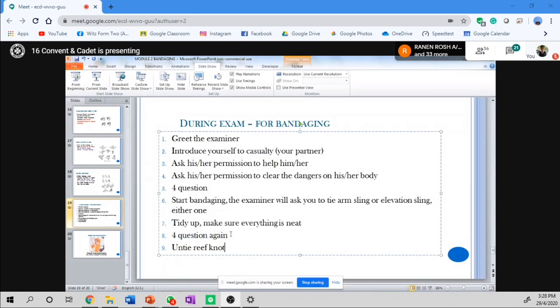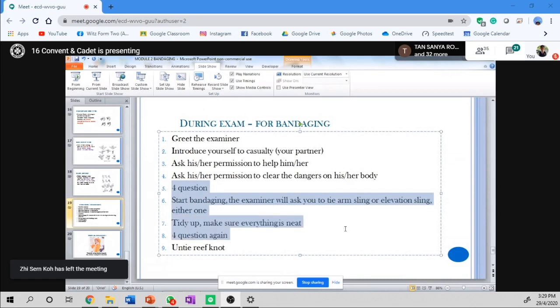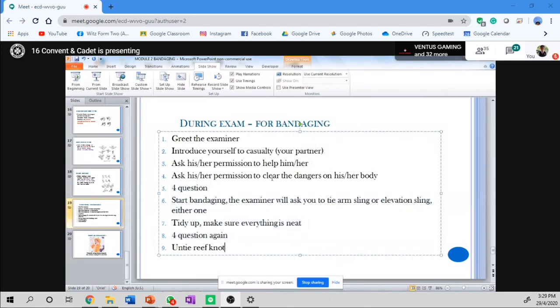So if the casualty feels like they cannot move the finger, or feels the finger very numb, then you have to loosen up the bandage, then you tie again. So then you ask the four questions again, then you just repeat these four steps.